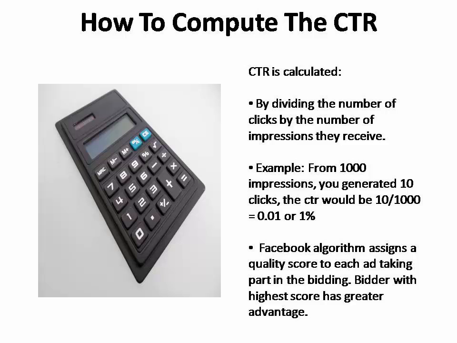0.01 or 1%. In an auction, the Facebook algorithm assigns a quality score to each ad taking part in the bidding, and the advertiser with the highest score has the biggest advantage.